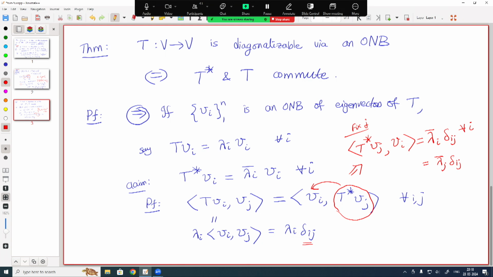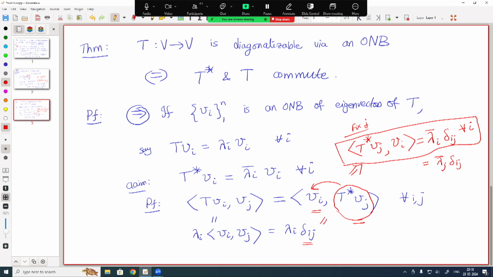Fix j? No, I do not need to fix j here. I can take j to be... Can you explain why I am fixing j? You mean how I got this? Yes, this step is okay? I just took the bar of this. I just swapped the two sides. I should get the conjugate if I swap it, right?